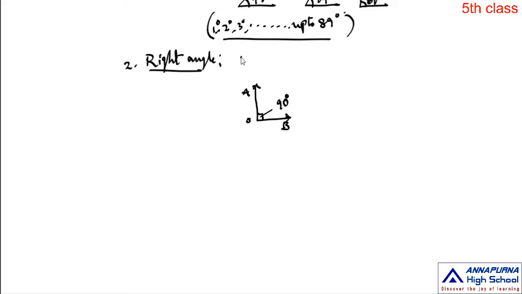What is the meaning of right angle? An angle whose measure is equal to 90 degrees, exactly 90 degrees, not more and not less. Exactly 90 degrees is called a right angle. Come to the next one.